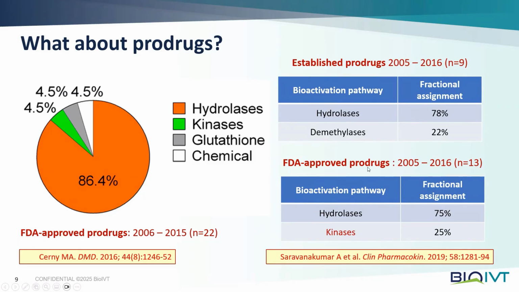FDA approved prodrugs between 2005 and 2016. So later drugs, hydrolases again about 75%. Here, there's more recent strategy with kinases being involved as opposed to demethylases.